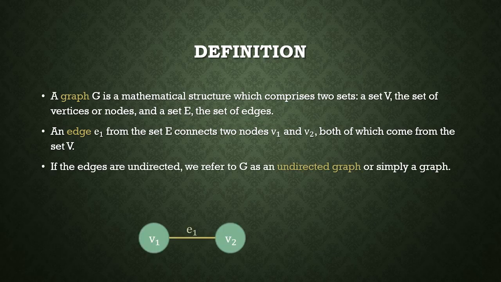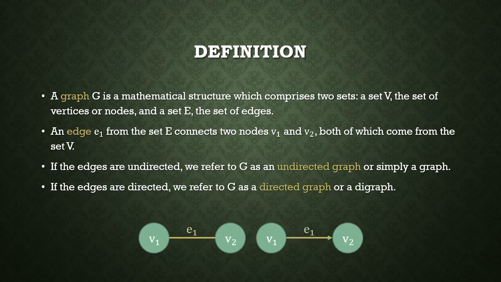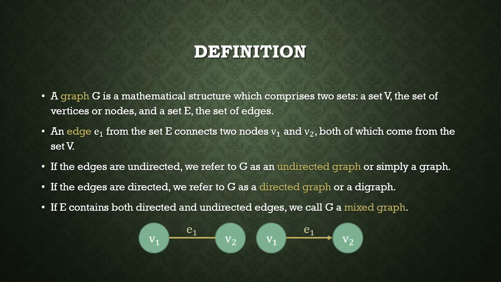If the edges are undirected, we refer to G as an undirected graph or simply a graph. If the edges are directed, we refer to G as a directed graph or a digraph. If E contains both directed and undirected edges, we call G a mixed graph.